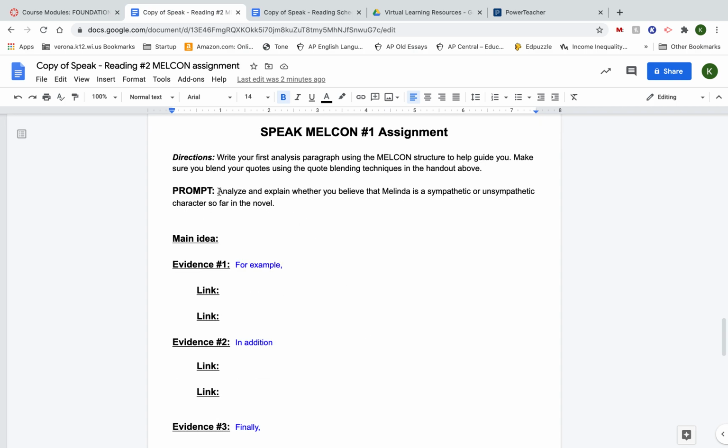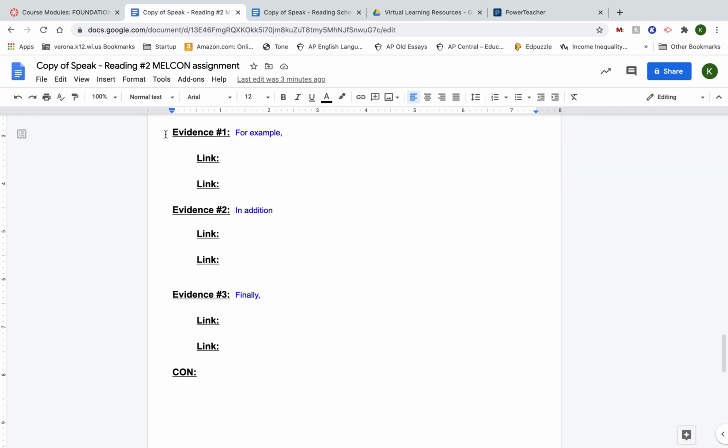You are analyzing and explaining whether Melinda is a sympathetic or unsympathetic character so far in the novel. All right, and you're going to be using 3 quotes from the book: quote here, quote here, quote here. And I'm going to give you transition words if you would like. If you don't like these, you can find your own.